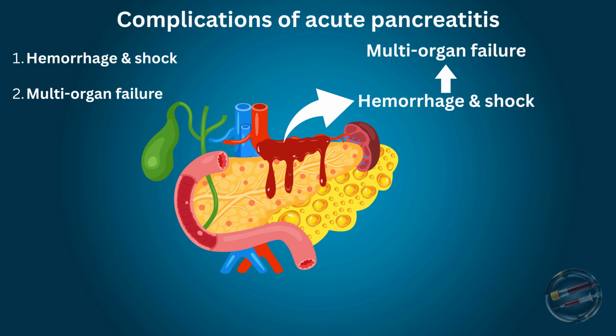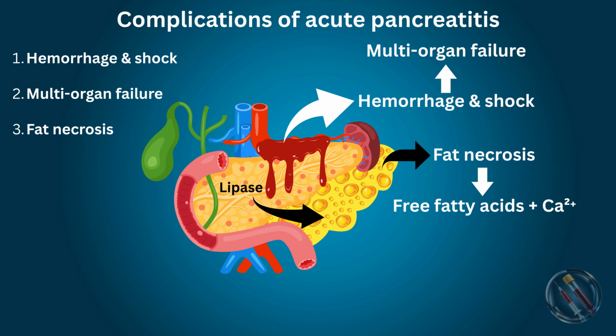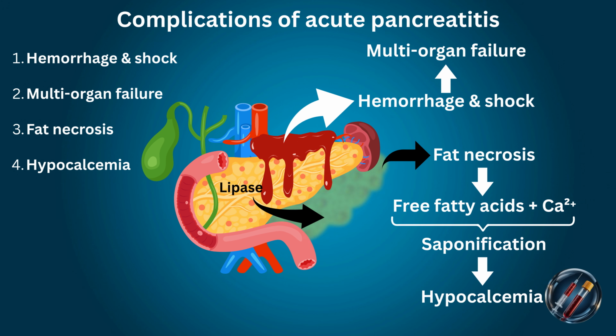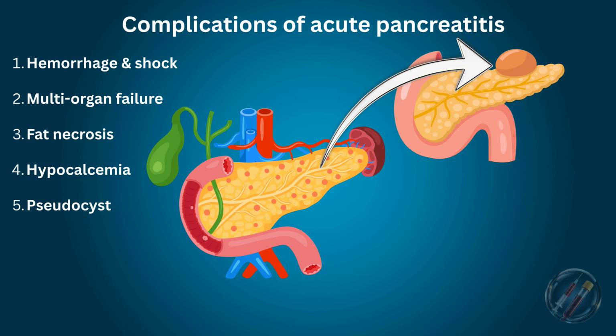Fat digestion around the pancreas by released lipase leads to fat necrosis. This process releases free fatty acids that bind to serum calcium ions in a mechanism known as saponification, which can precipitate hypocalcemia. Another significant complication is a pseudocyst, which is lined by granulation tissue and fibrosis rather than the epithelial lining found in a true cyst.